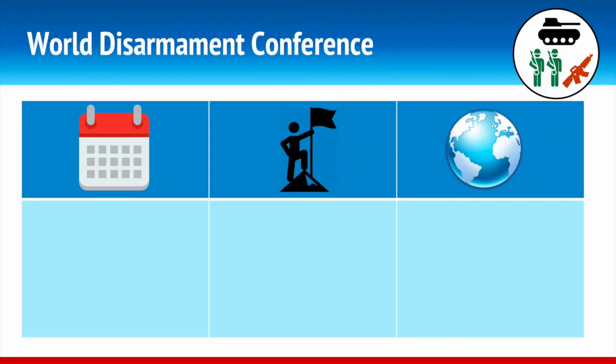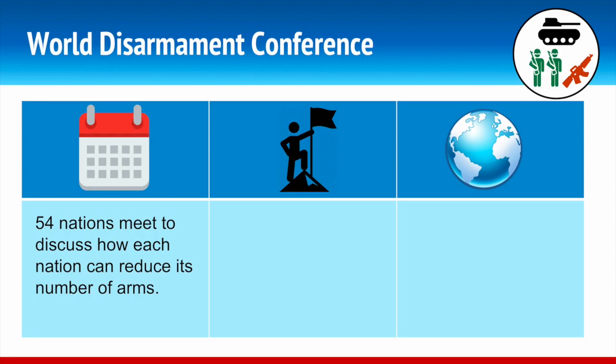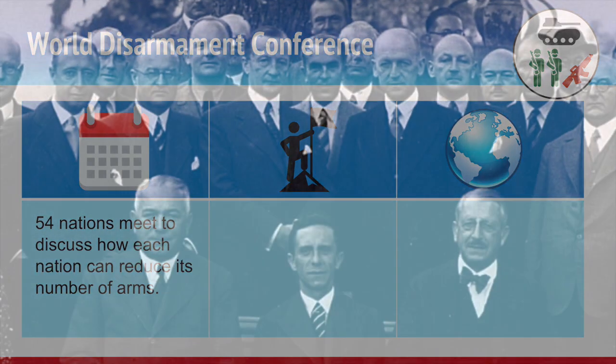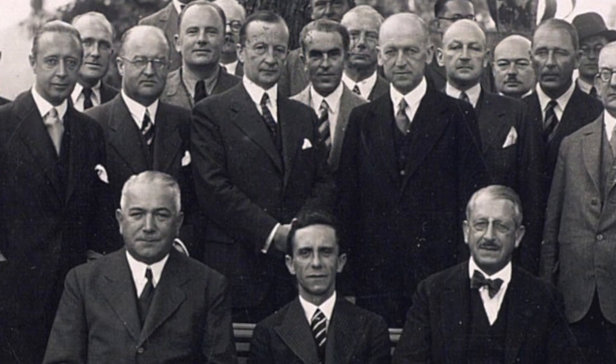In our second case study, we're going to discuss the World Disarmament Conference, which took place between 1932 and 1934. What is the context of this? 54 nations meet to discuss how each nation can reduce its number of arms.